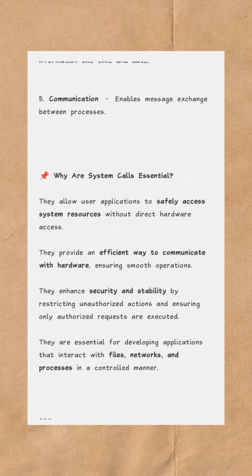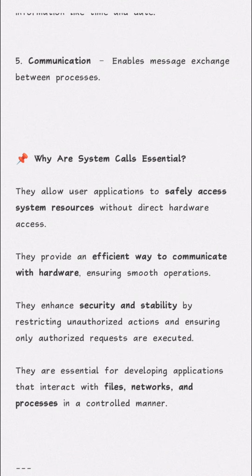Why are system calls essential? They allow user applications to safely access system resources without direct hardware access. They provide an efficient way to communicate with hardware, ensuring smooth operations. They enhance security and stability by restricting unauthorized actions and ensuring only authorized requests are executed. They are essential for developing applications that interact with files, networks, and processes in a controlled manner.